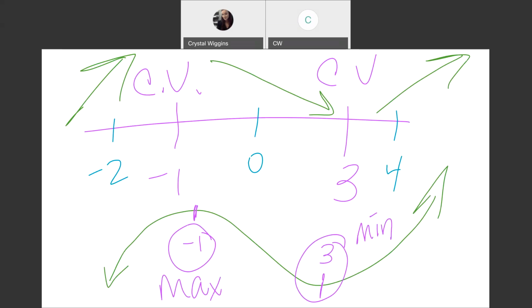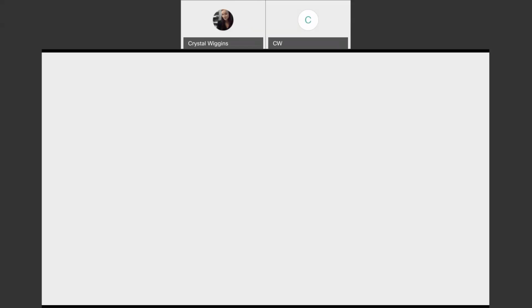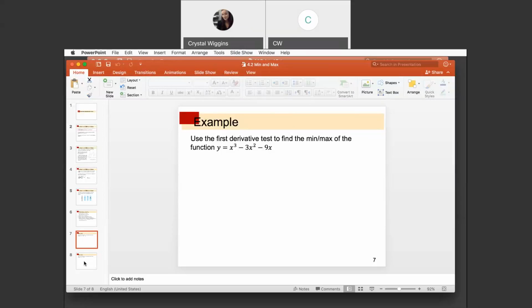Okay, let's do one more example of the first derivative test. So the next example says use the first derivative test to find all the max and mins of the function y equals parentheses x squared minus 1 all raised to the third power, cubed. So let's go to our whiteboard.